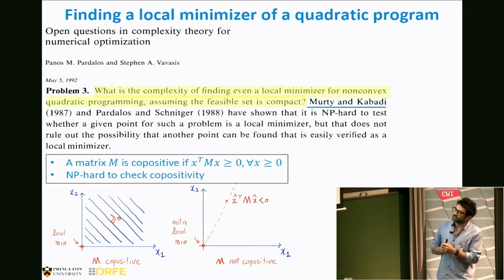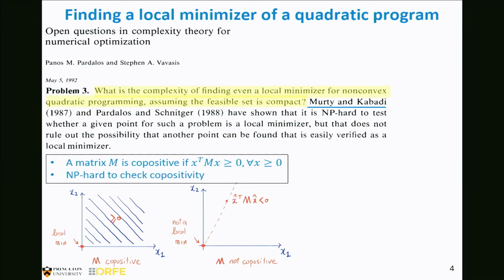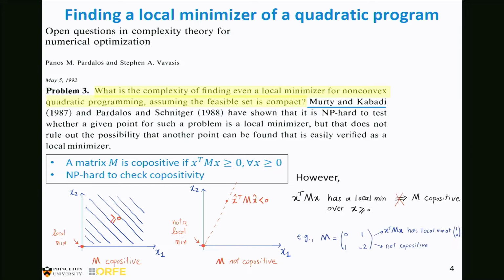However, the problem we're interested in is slightly different because you don't have a point given as input. You just have the quadratic program as input. And the analogous question would be, does the problem even have a local min? Let's say if the feasible set was unbounded. And this connection with copositivity then fails. For instance, of course, if your matrix is copositive, then the problem of minimizing x transpose Mx over the non-negative orthant will always have a local min at the origin, but the converse direction fails. So for instance, this matrix is not copositive.